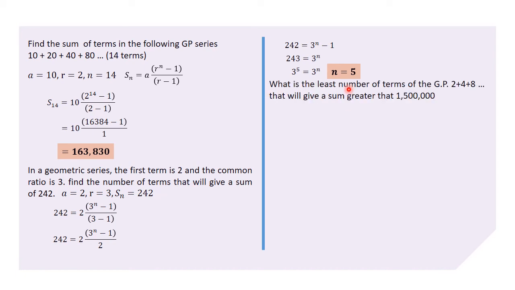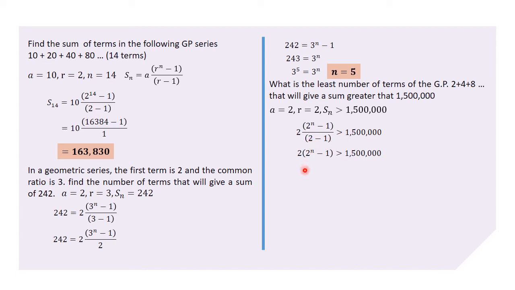We move on to another example where we're told: what's the least number of terms of the GP 2 plus 4 plus 8 that will give a sum that's greater than 1,500,000? As we do that, we need to identify the following. The first term is 2, that is A is 2. The common ratio is 2 also, and that's our R. Sn must be greater than 1,500,000. So we put the values in the formula again, almost as we've done here, only that we're going to maintain the greater than sign instead of an equal sign. And 2 minus 1 being 1, we can forget the denominator.